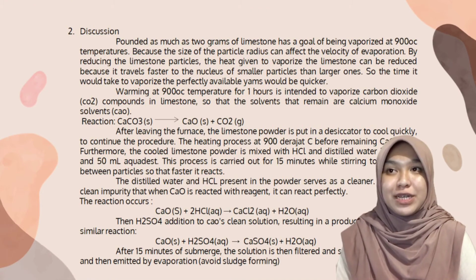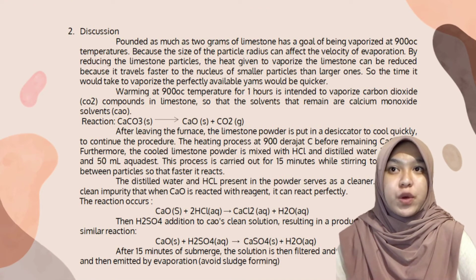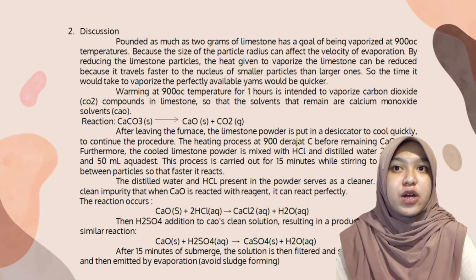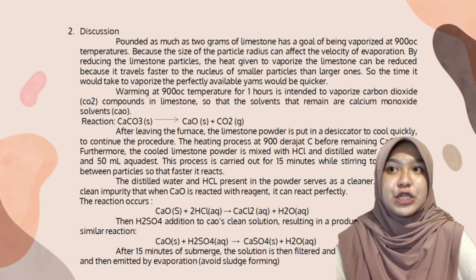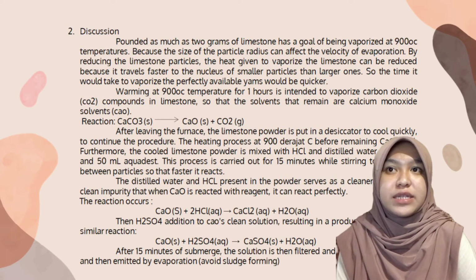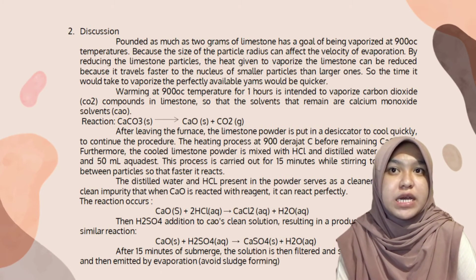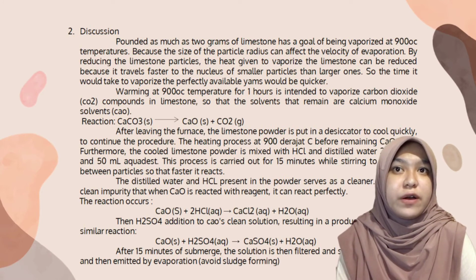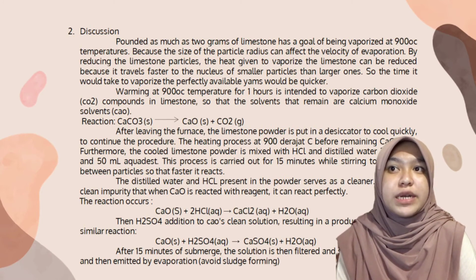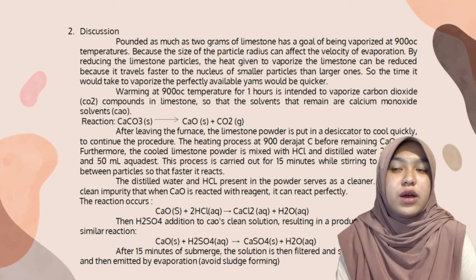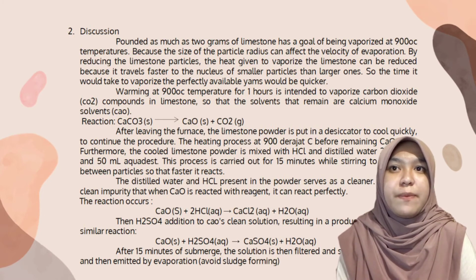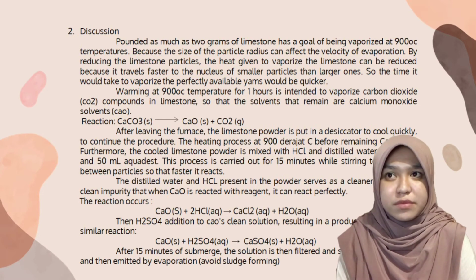Next, discussion. Two grams of limestone is vaporized at 900 Celsius because reducing the size of the particles can affect the velocity of evaporation. By reducing the limestone particles, the heat given to vaporize the limestone can be reached faster, because it travels faster to the nucleus of smaller particles than large ones.